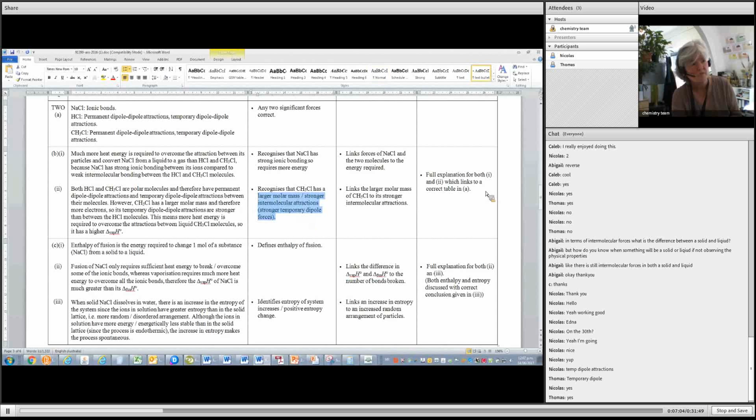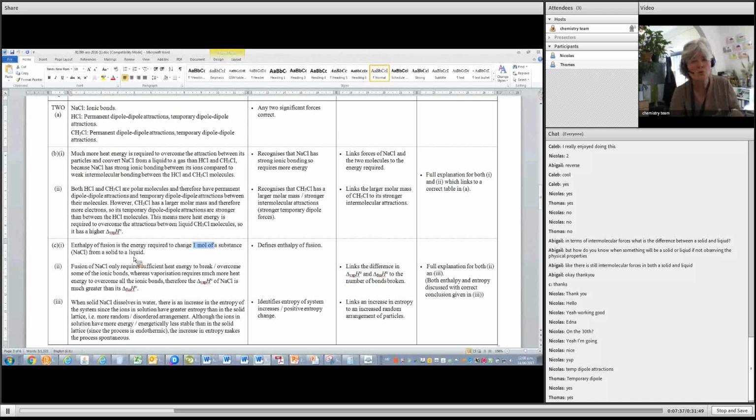So for excellence, you need a detailed explanation. You've got to have pretty much everything in there that's over here. For merit, you don't have to have as much. This is a straightforward achieve level question. Remember, it's always 1 mole of a substance. So don't just say enthalpy of fusion is energy required to change a liquid to a gas. Or from a solid to a liquid, sorry, for fusion.